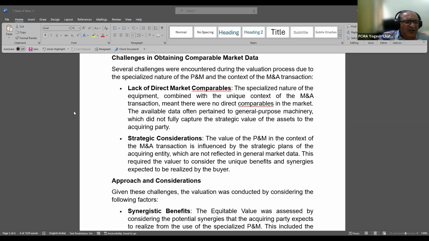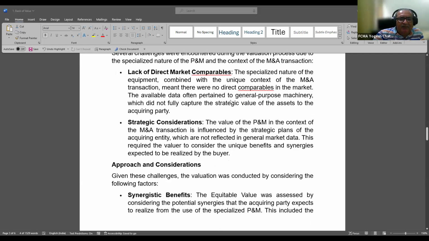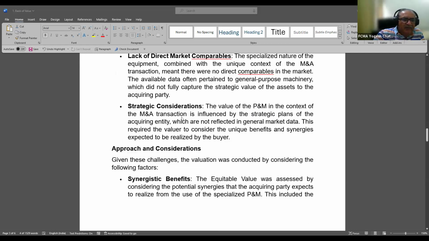Now, if you actually need to do the valuation of a compressor, or the heating arrangement, the boiler, which is commissioned in the Indian Oil LPG plant at Kandla, how will you get the comparable for that? That is actually the challenge. The specialized nature of the equipment combined with the unique context of the M&A transaction means there were no direct comparables in the market, and the available data often pertain to general purpose machinery which did not fully capture the strategic value of the asset to the acquiring party.